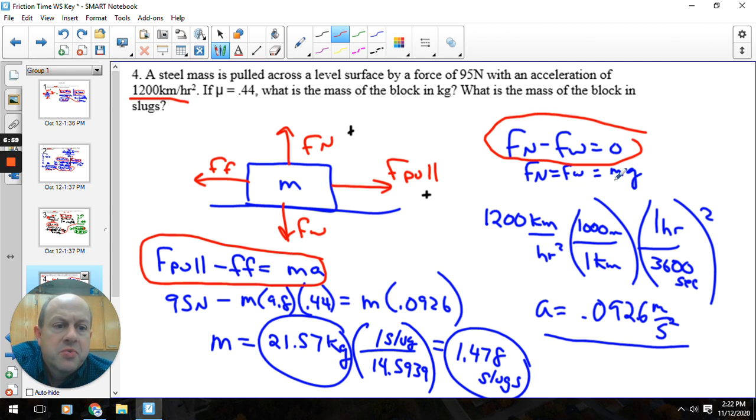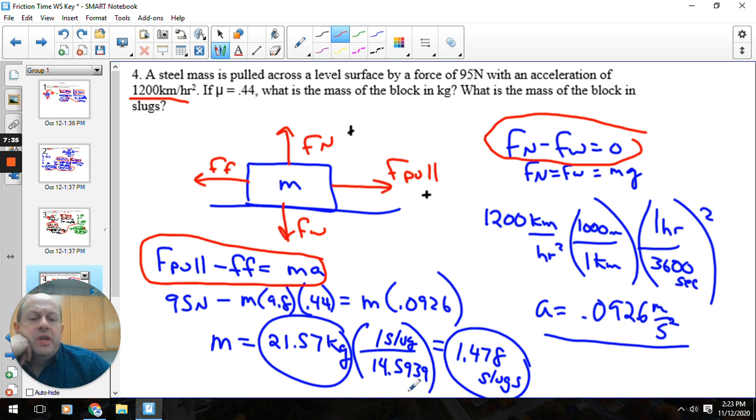So normal equals weight equals mass times gravity. We solve for normal and plug that in here. So our mass times our gravity times mu gives us our friction. We still don't know the mass though, and we do know that's equal to ma because we have an acceleration. So we have our equation, but a little trickier algebra. We'll have to solve for m, bring your m over to this side as well, combine them, and we get a mass of 21.57 kilograms.